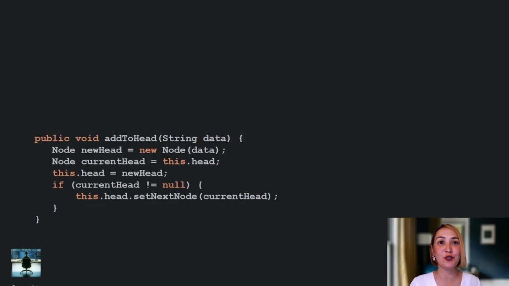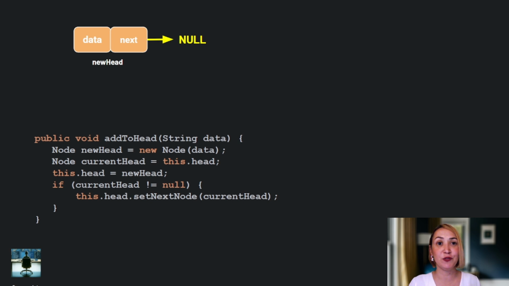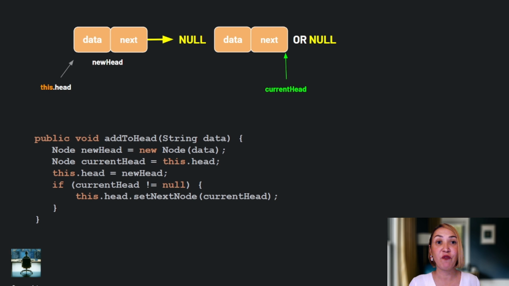Let's create the first method, add_to_head. This method allows us to add a new node to the beginning of the list. We create a new node. We update the head to the new node. Finally, if the list already has a head, the new node's next attribute points to the current head.